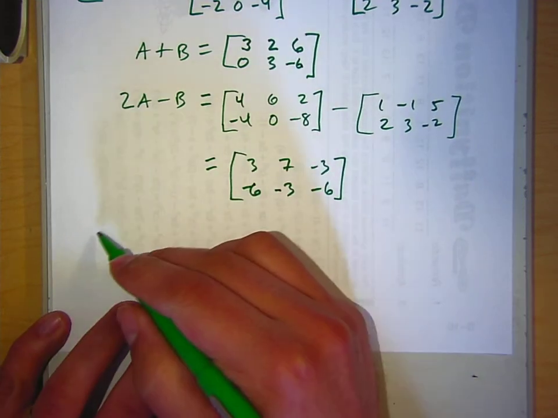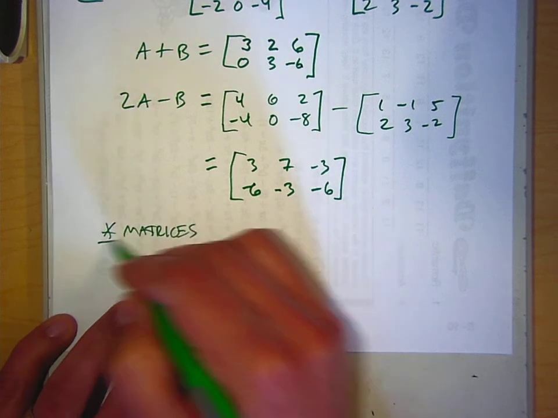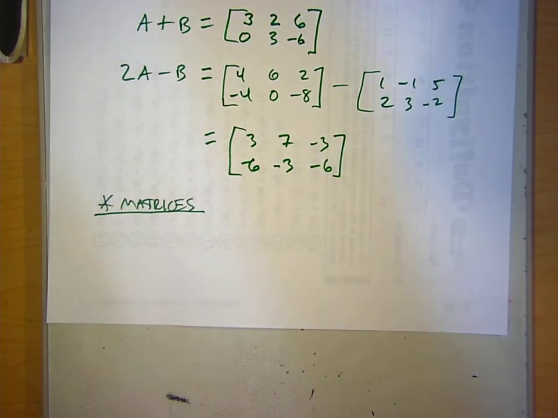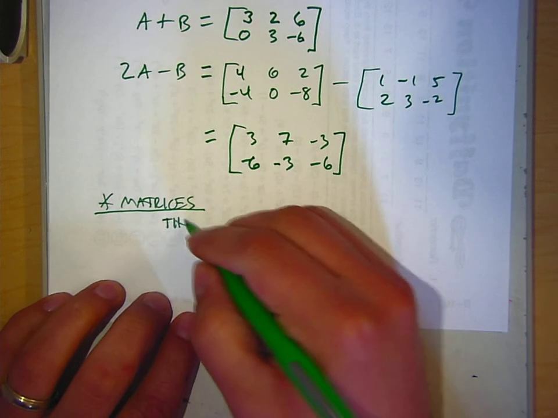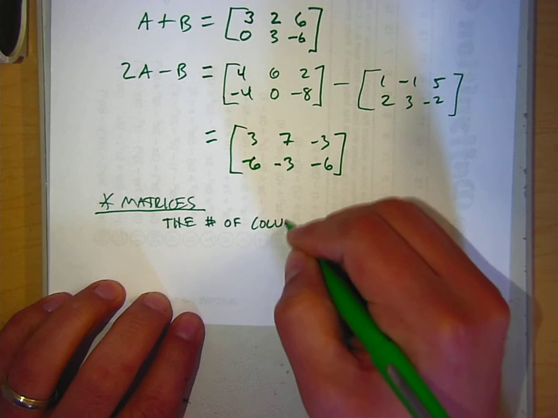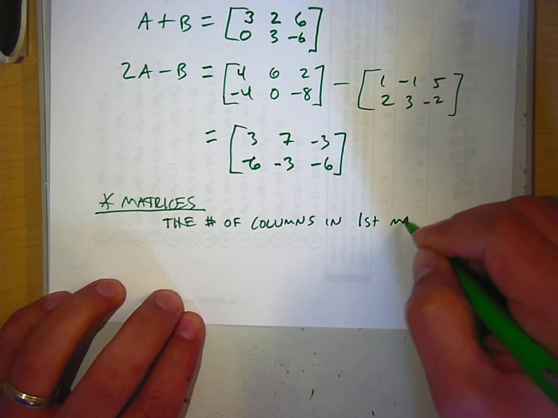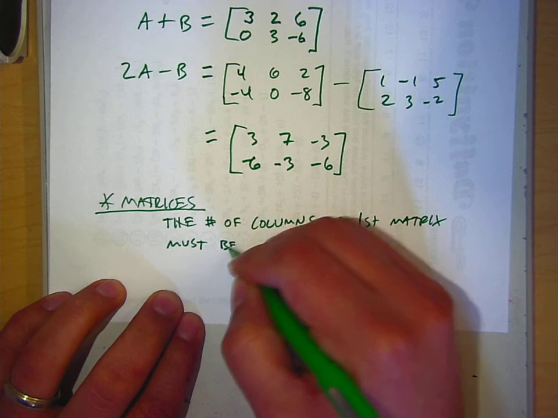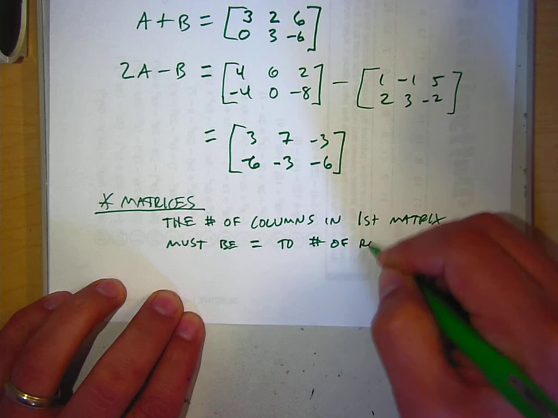Multiplication is a little different. In order to multiply matrices, the number of columns in the first matrix must be equal to the number of rows in the second one.